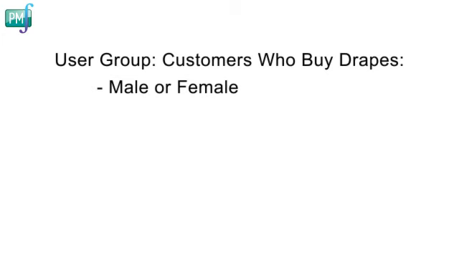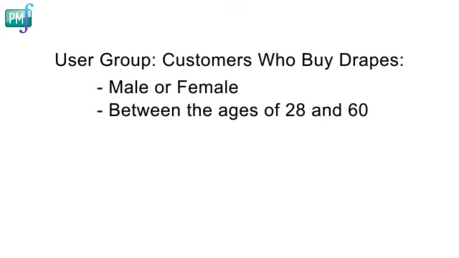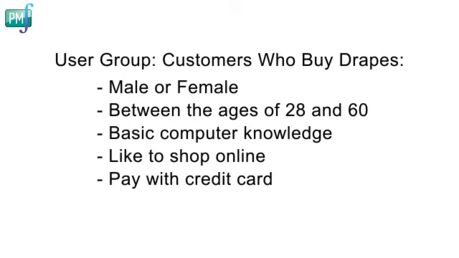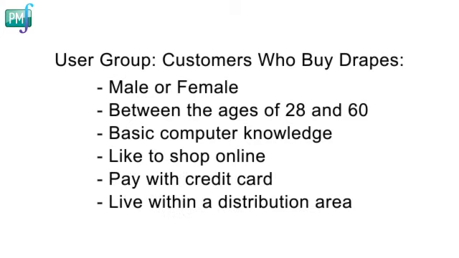Let's go back to the e-commerce website. One of the user groups is the customers who buy drapes. They can be male or female, usually between the ages of 28 and 60. We assume that their computer knowledge is very basic. We assume that they like to shop online. They pay by credit card, and they live in our distribution area.